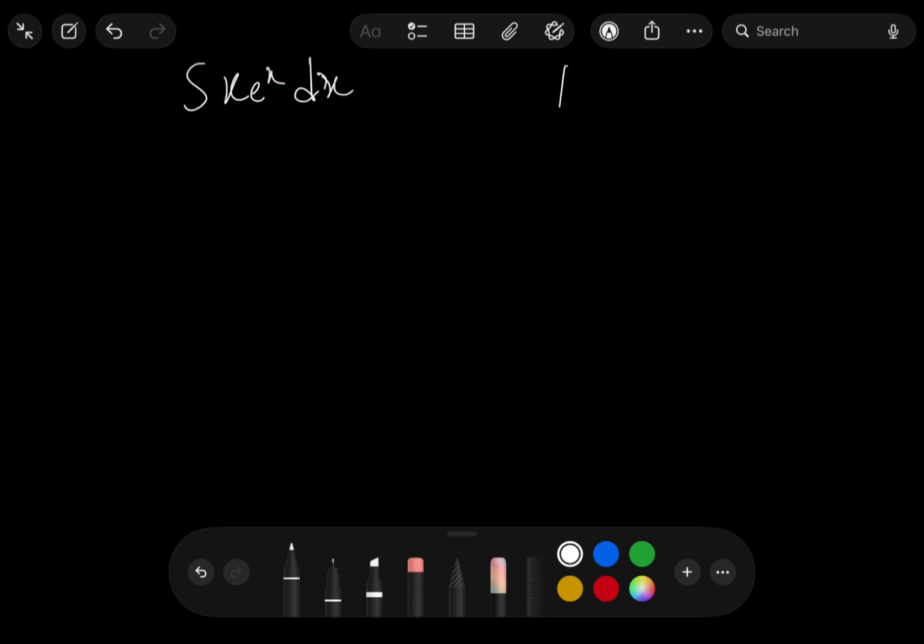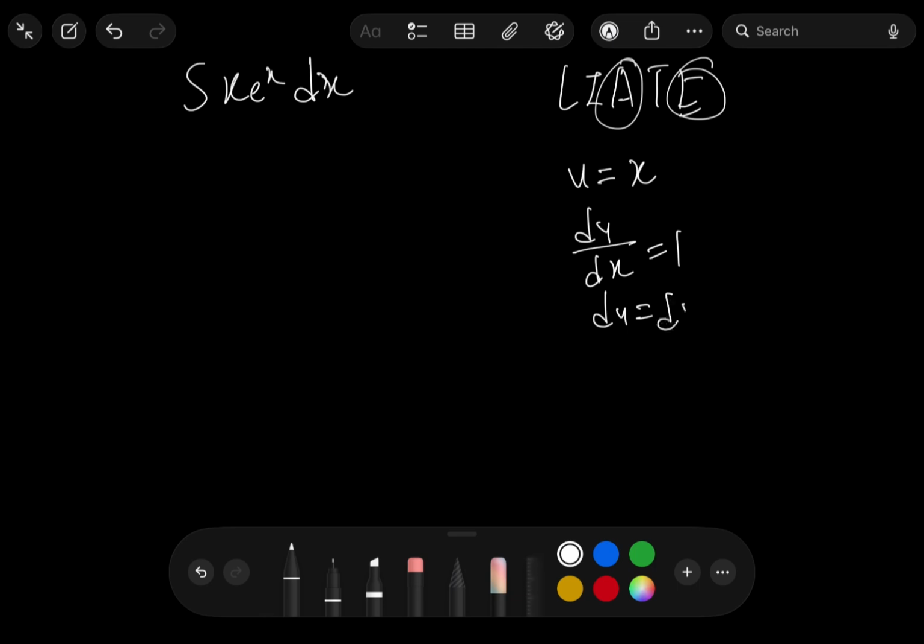Okay, we need to remember to use this acronym. So to know which one is u and v, for example, x is algebra, so u equals x. And then e is exponential, so we know that a comes before e in this acronym, so u equals x, and the other one is v. So we want to differentiate this, equals 1, and du equals dx. And then dv equals e^x dx. And then we know that v equals e^x.